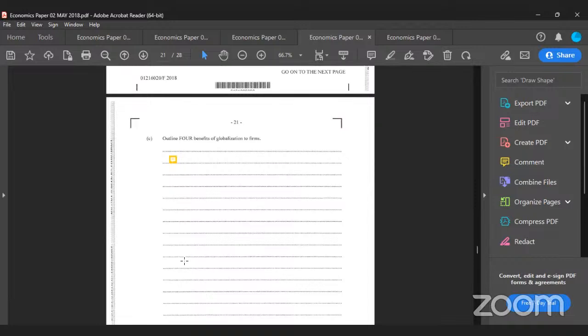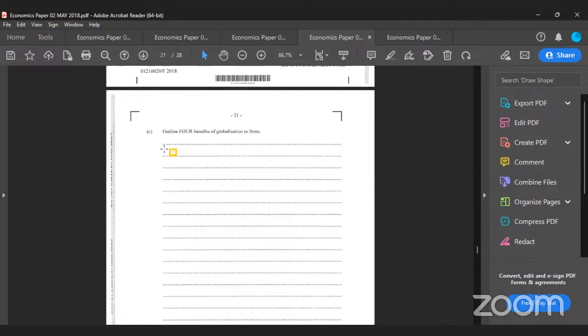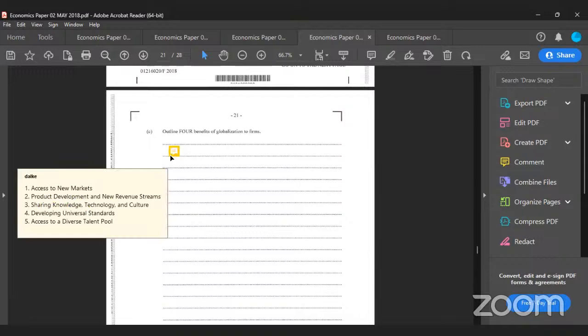They asked us also to outline 4 benefits of globalization to firms. So first things first, globalization results in access to new markets, right? Because there's a global market. There's also product development and new revenue streams, and new revenue streams come from access to new markets. There's also the sharing of knowledge, technology, and culture, because some countries specialize and are better at some things than other countries, especially technology. So, for example, globalization is a reason why Singapore's microchips can be exported to various places, right? And how Hong Kong's microchips can be exported to various places.